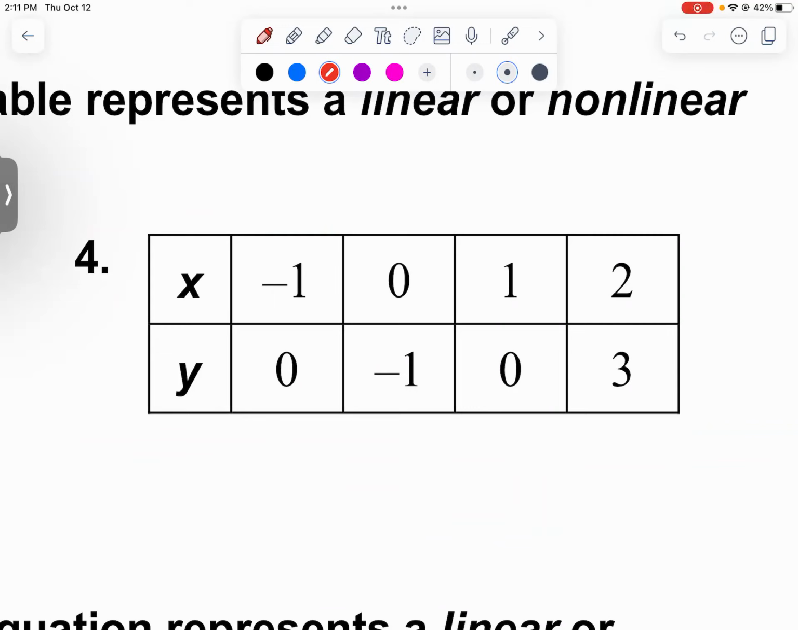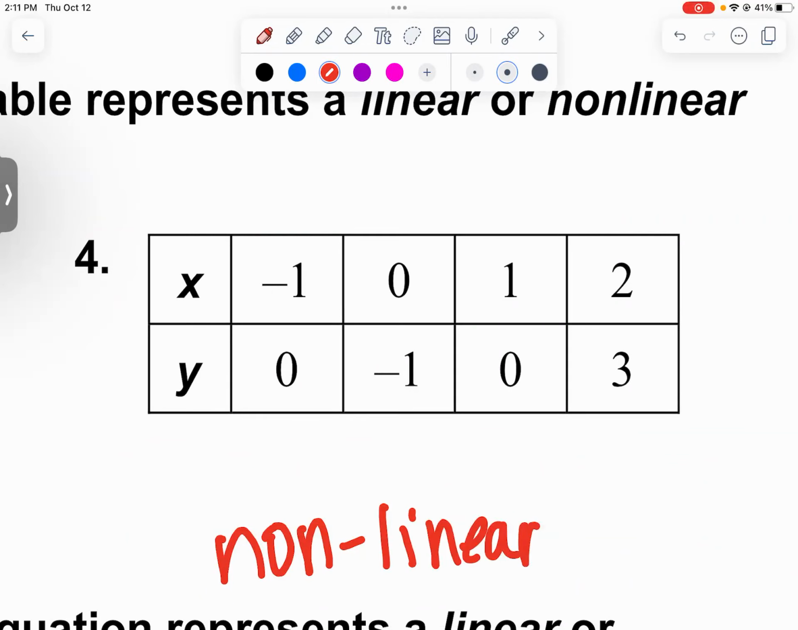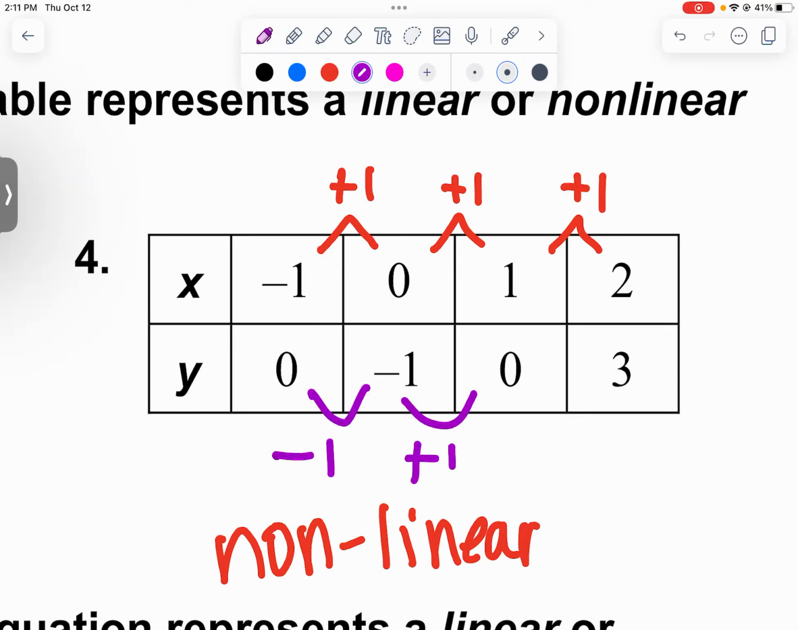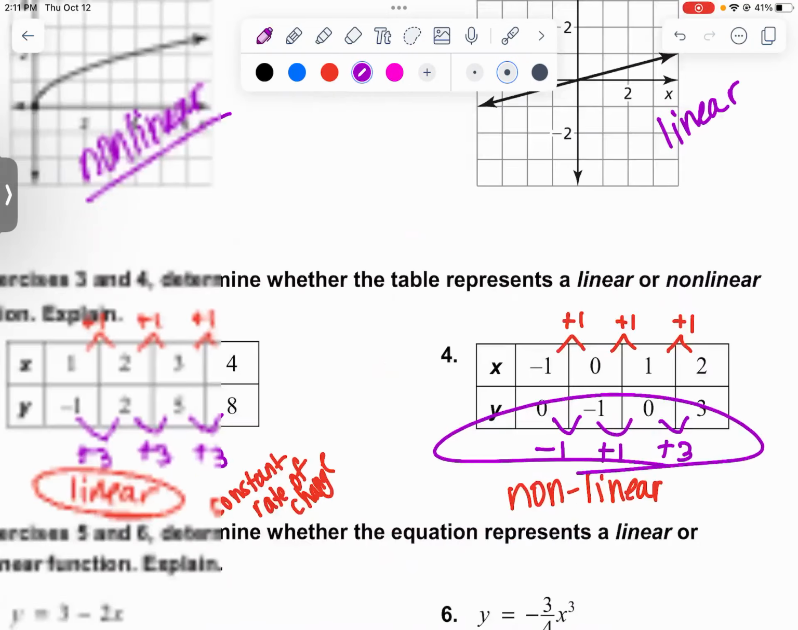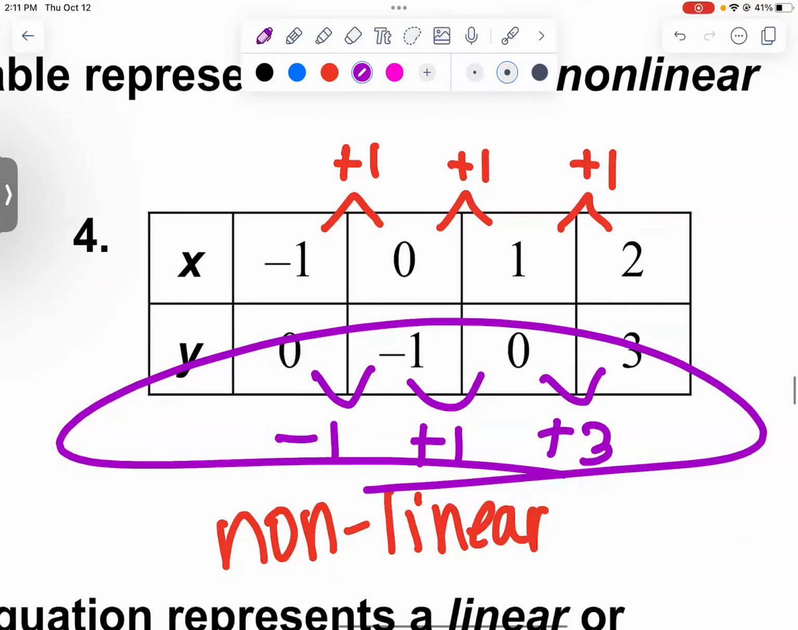Ian, is this linear or non-linear? This is non-linear. Henry, is there a constant rate of change with our x's? Yes, by 1. But the y's are -1, +1, +3. This is not constant, so it's not linear. It has to be constant. It can't be a pattern. What does it look like on a graph?